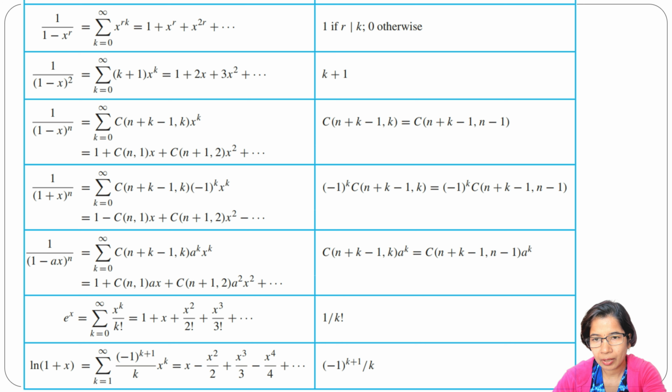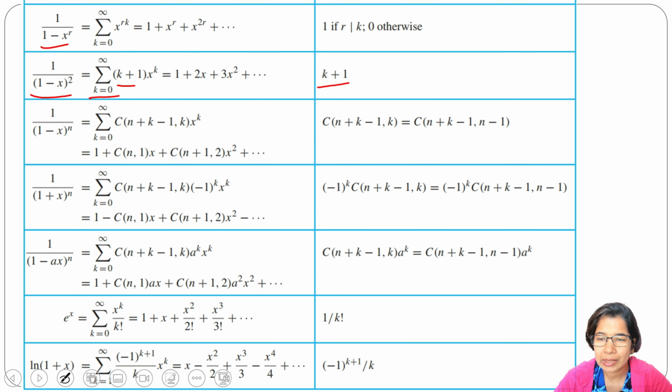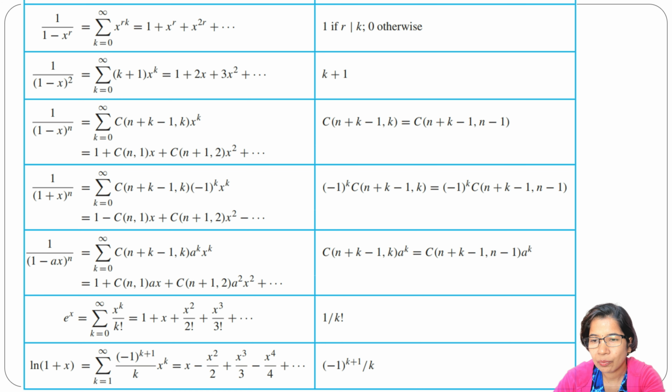1 + x^r + x^(2r) till infinity, that equals 1 divide (1 - x^r). Here what is a_k? a_k equals 1 if r divides k, else it is 0. If a_k equals k + 1, then summation of k equals 0 to infinity (k+1) x^k equals 1 + 2x + 3x^2 till infinity, that value equals 1 divide (1 - x) whole square.